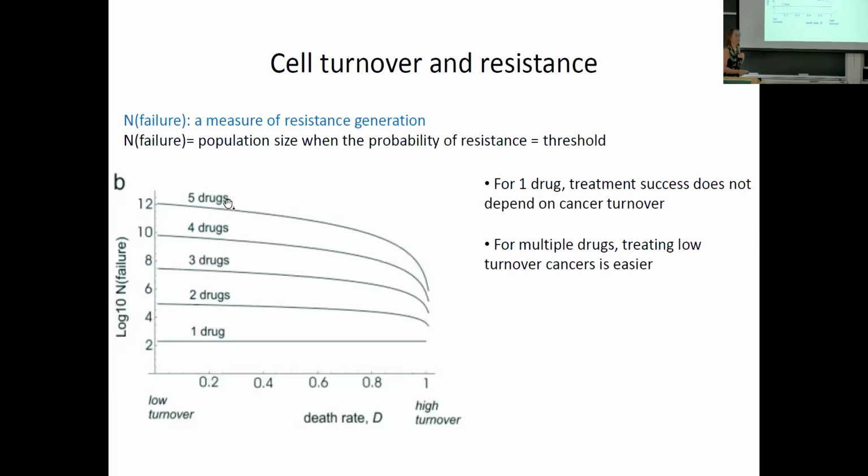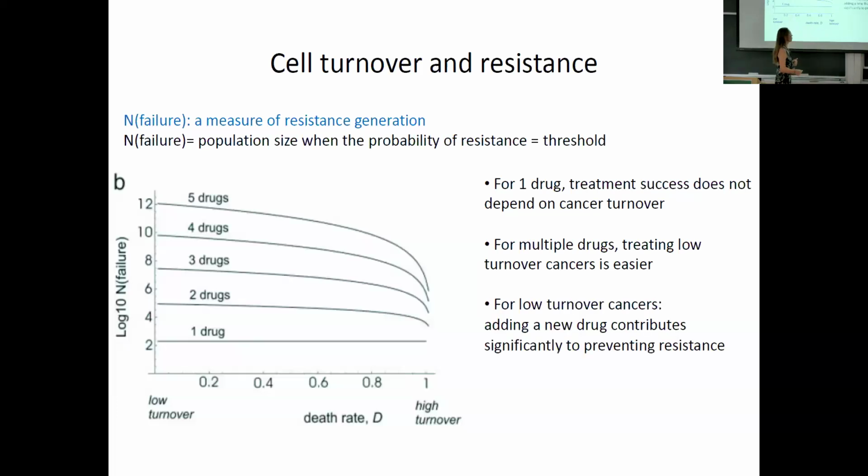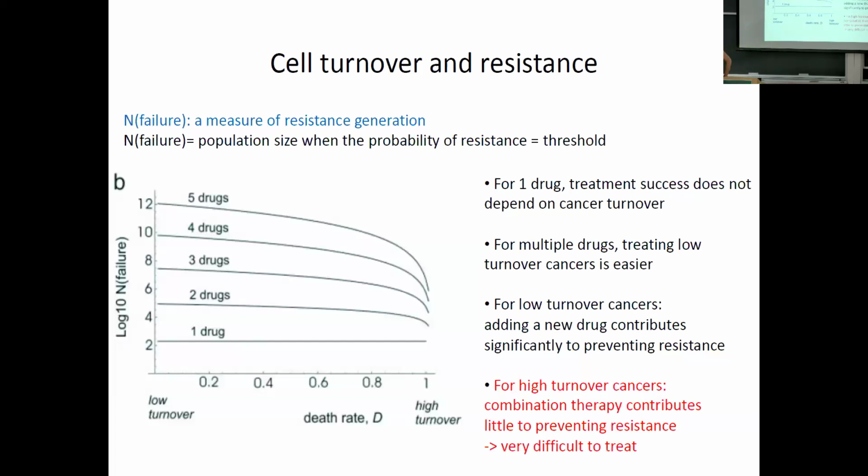So if you treat with 5 drugs, these are arbitrary parameters. As you add more drugs, it takes a bigger colony size to generate resistance, right? But for low turnover cancers, actually not so good. You keep adding drugs, but it doesn't really make so much difference anymore, right? So there's a subtle difference there. So for high turnover drugs, combination therapy contributes little to preventing resistance, and it's very difficult to treat.